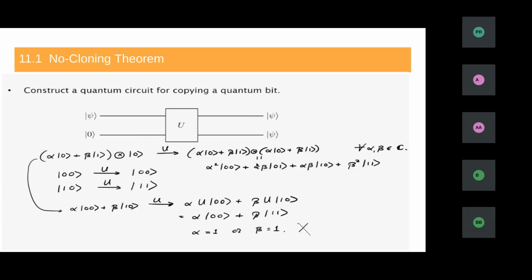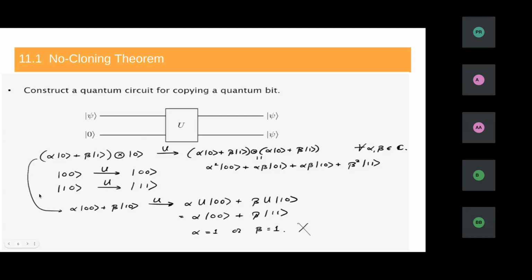If this is what comes out, then we can multiply and get alpha square ket 0 0, alpha beta ket 0 1, alpha beta ket 1 0, and beta square ket 1 1. The assumption is that alpha and beta belong to the complex space. We are not doing any unitary yet, we are just looking at the output we want. So if this is the output we want, how is it going to come from the input?